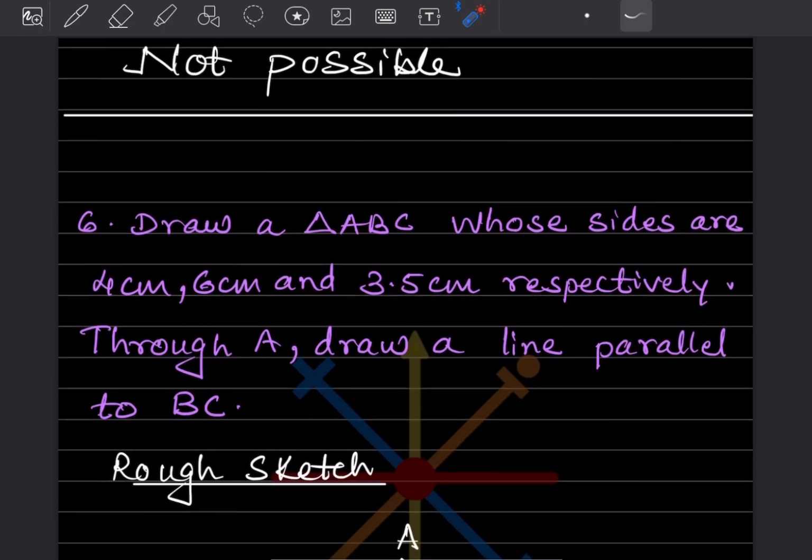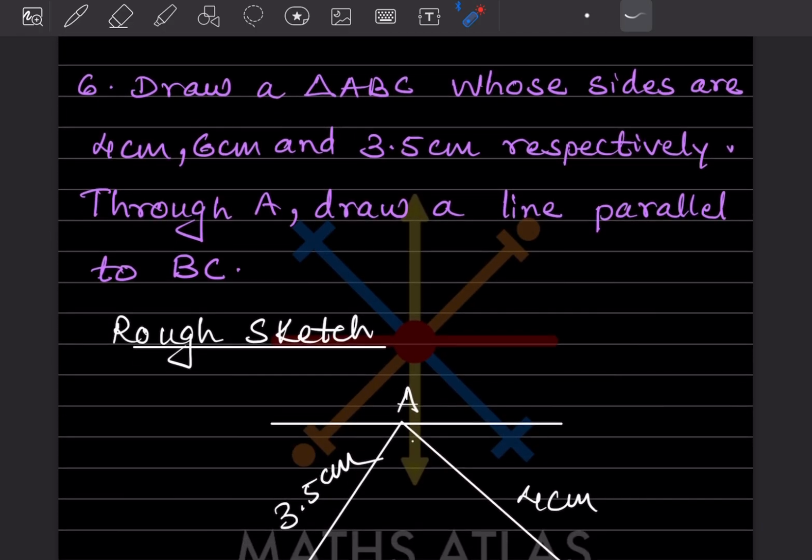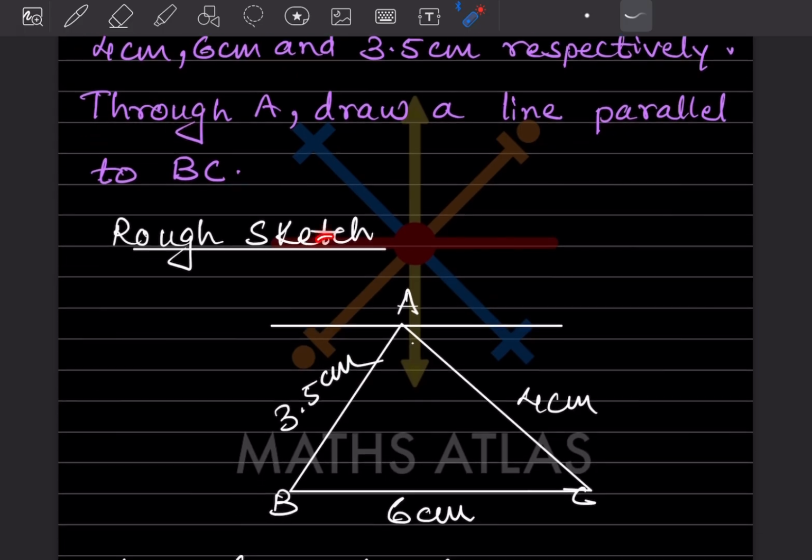Hope this is clear. So now this one: draw a triangle ABC whose sides are 4 centimeter, 6 centimeter and 3.5 centimeter respectively, and through A you have to draw a line parallel to BC. So this is the rough sketch. We will take BC as 6 centimeter. From B you will keep the compass over here and draw an arc by taking 3.5 radius. From this C you will take 4 centimeter and draw an arc over here. So this is the triangle done, and then I'll show you how to draw this parallel line.